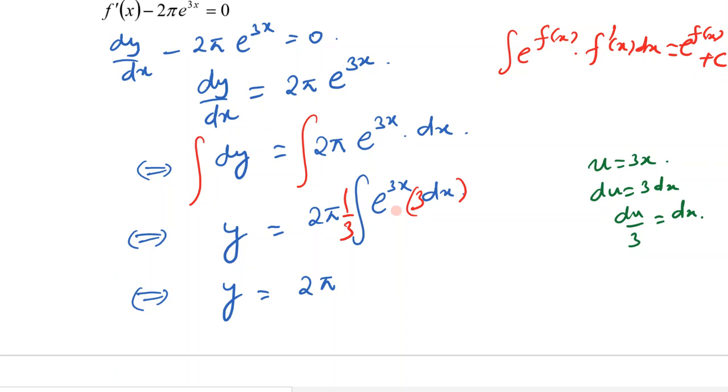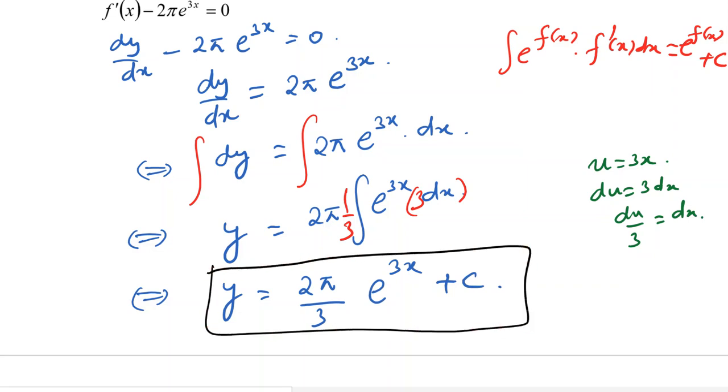So we have exact same thing here. So function is 3x, differential of the function is 3 dx, so we get 2 pi over 3 e raised to power 3x plus c. So that is our required solution of the given differential equation. And sometimes you are given some conditions, so in those cases you can solve for c. So we can solve for c if we know something about the function, some additional information.